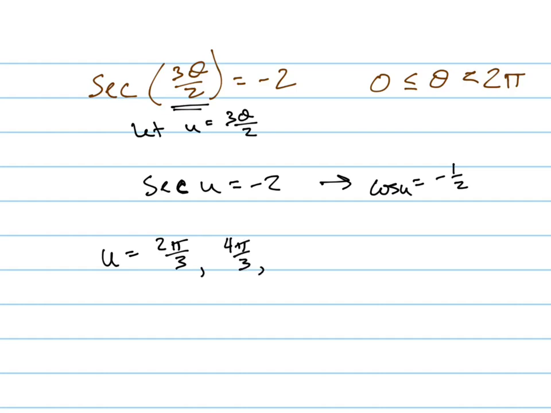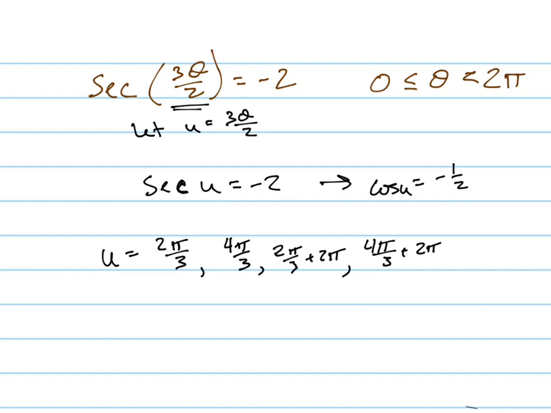But remember, I can add 2 pi to those, right? Or 2 pi over 3 plus 2 pi, because that's one full revolution away from that. Or 4 pi over 3 plus 2 pi, because that's one full revolution from 4 pi over 3.